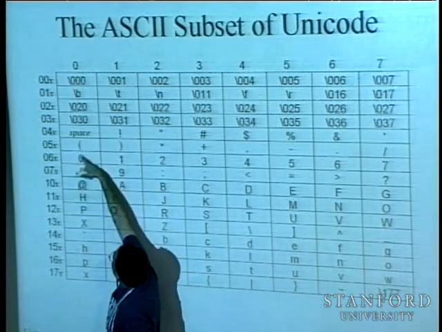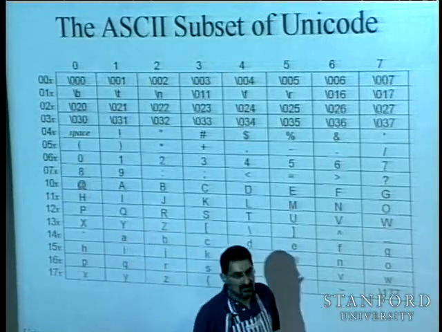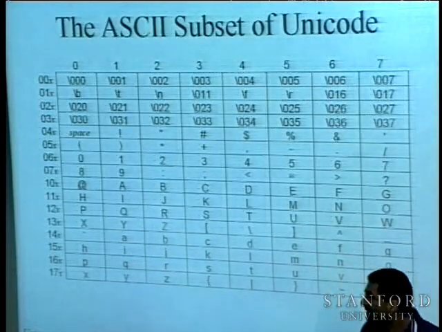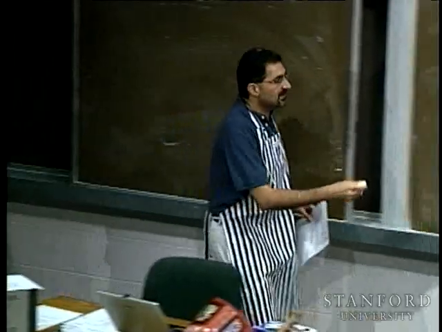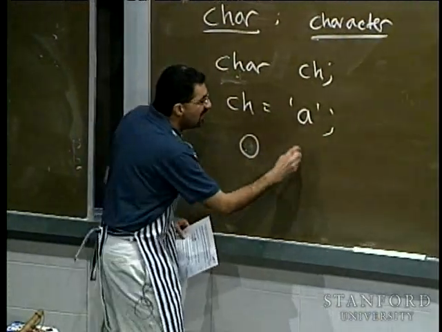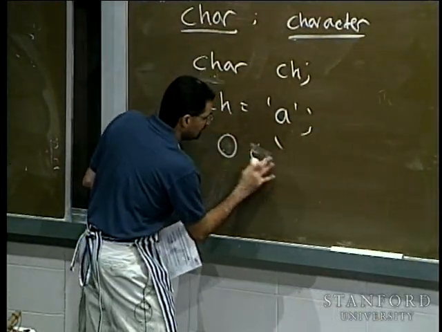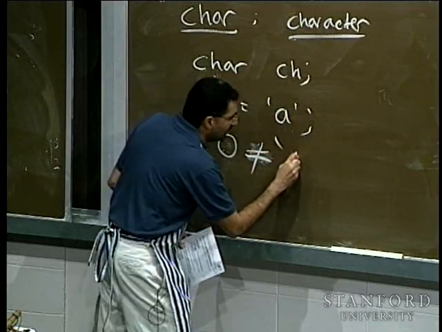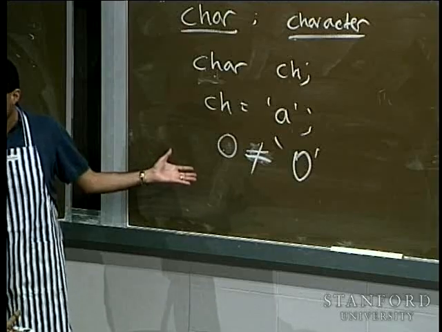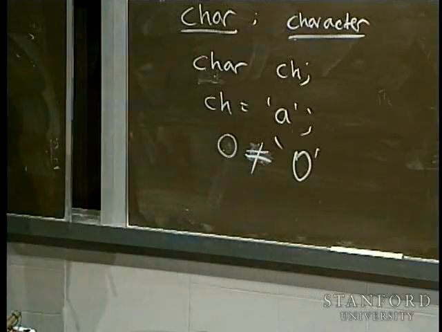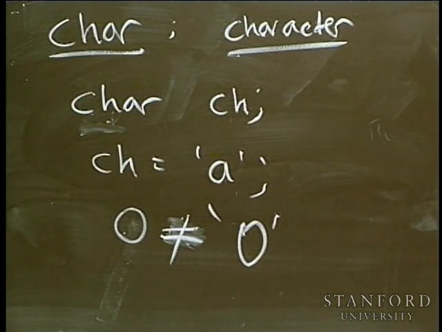It would actually be 60 in octal notation, which turns out to be 48. That's not the same thing as the number 0. So it's important to distinguish that the number 0 that we think of as an integer is not the same thing, so I'll just write not equal like that, as the character 0 when we would put in single quotes. And that's true for all digits, okay? And this chart you don't need to memorize, right?